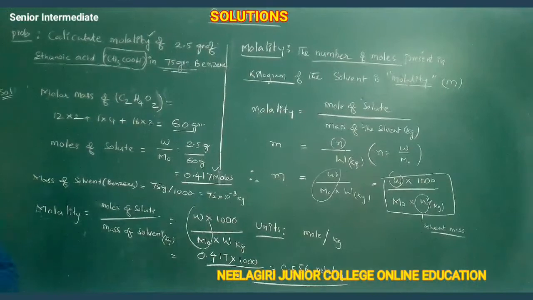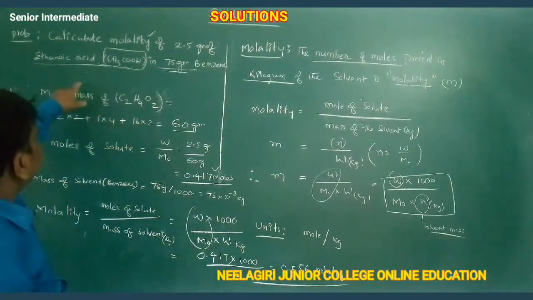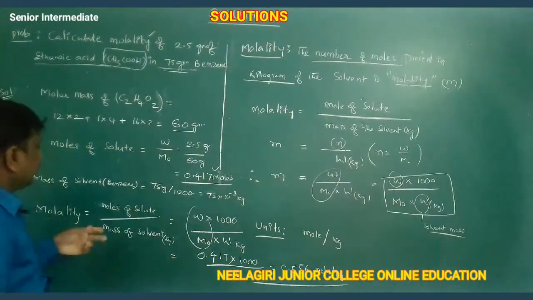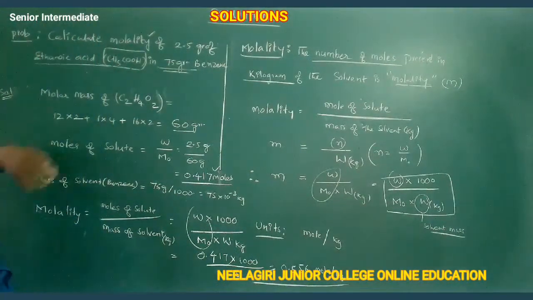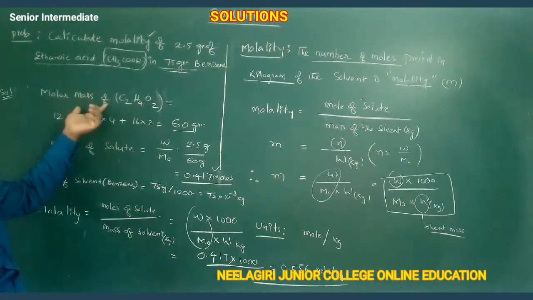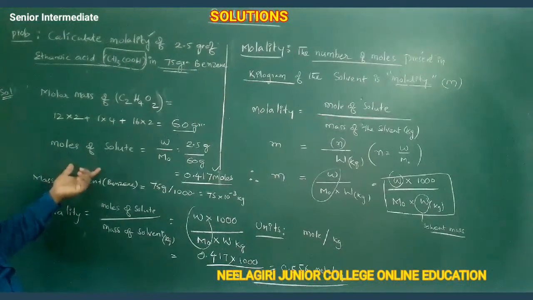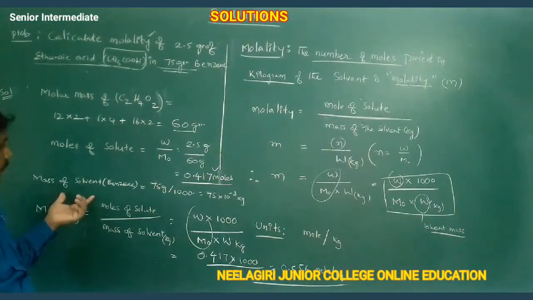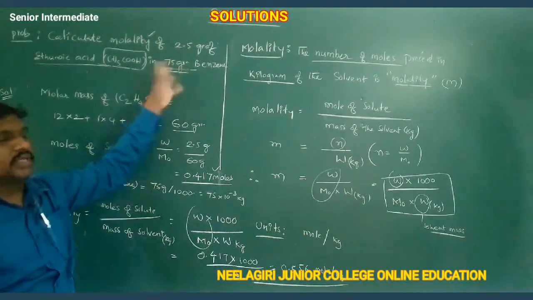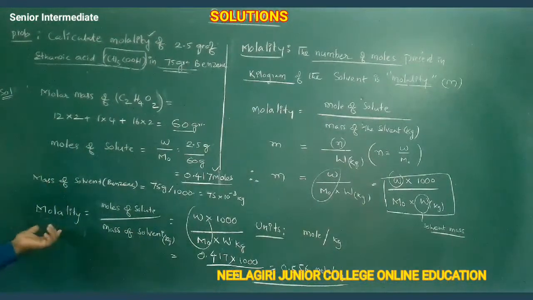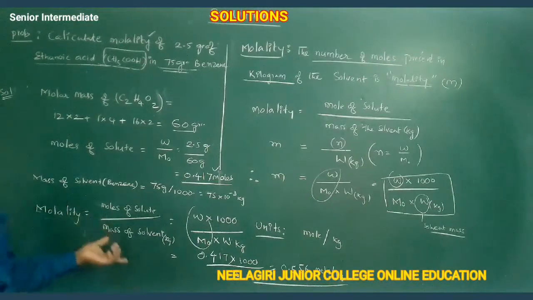So now you understand. If you want to calculate the molarity of the solution, you must find the molar mass of the solute, then mass of the solvent. If mass of the solvent is given in grams, you have to convert it to kg. Okay. So then finally you can calculate the molarity by using this formula. So this is about molarity.